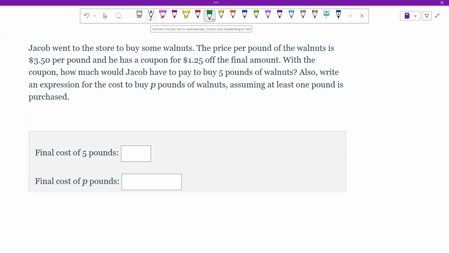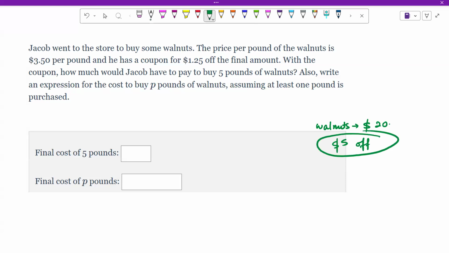Now, the number one thing that we have to realize over here: let's say we go to the shop and we want to buy walnuts. There is a lot of quantity we want to buy. Let's say the whole quantity comes out to be $20. The shopkeeper has given this offer that if someone buys walnuts for $20, they will be giving $5 off.